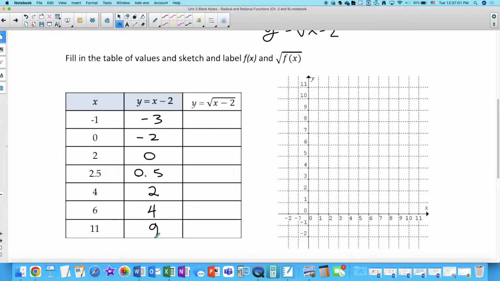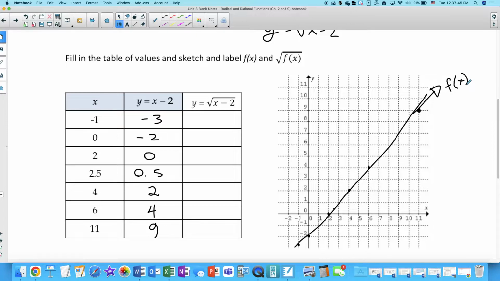Okay, so let's maybe draw that first. Negative 1, negative 3. 0, negative 2. 2, 0. This is a linear function. 2.5, 0.5. So that's that guy right there. 4, 2, 6, 4, and 9, or sorry, 11, 9. There we go. Okay, so this is a linear function. I have to stand right in front of it when I draw the line, or else it goes wonky. That still went wonky. But there is our original function, f of x.